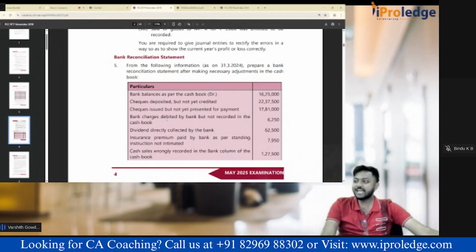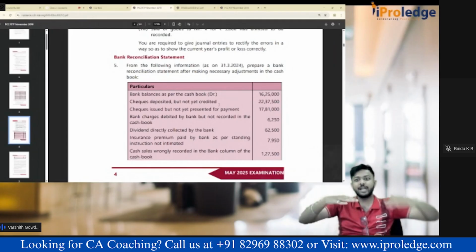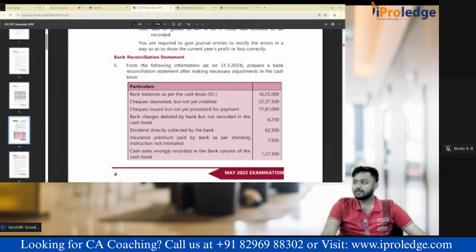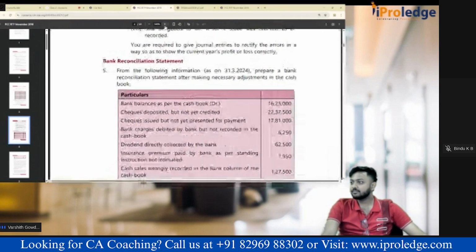So first one, checks deposited but not yet credited. Then we have got the check, we have deposited, but it has not yet come to the bank. So your cash book is more, passbook is less, you have to minus. Next, check issued but not yet presented. So this should be added. Ulta.